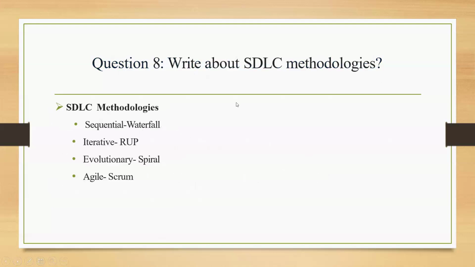So question 8 is about the SDLC methodology. In SDLC, we have different types of methodologies, right? Here we have sequential, iterative, evolutionary, and agile. If this question was given to you, you need to write details, a detailed description of what a sequential methodology is, what an iterative methodology is, what an evolutionary methodology is, and what agile is.